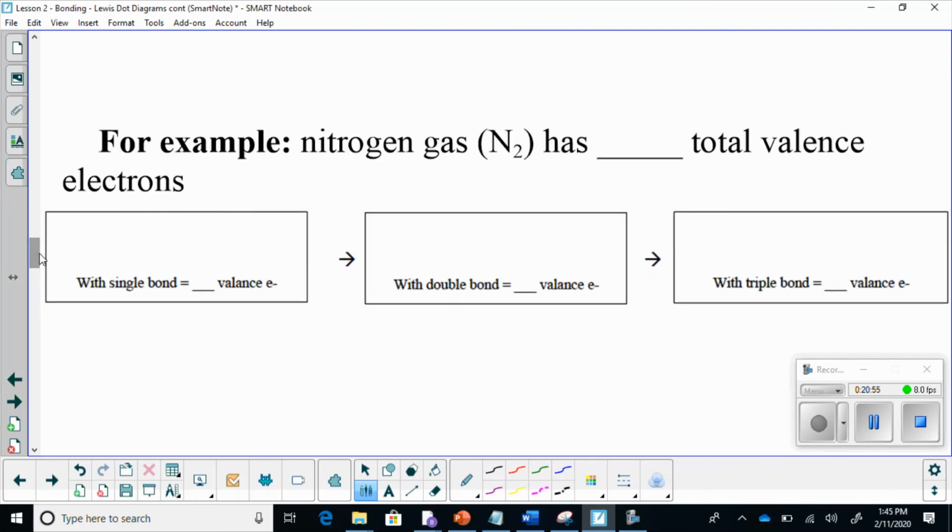For example, nitrogen N2 has 10 total valence electrons. I'm going to show you the behind the scenes. So we have nitrogen. I'm going to complete the octet. And here I have 2, 4, 6, 8, 10, 12, 14 electrons. They have too many. So then I make a double bond and I eliminate 2 lone pairs. So now I have this.